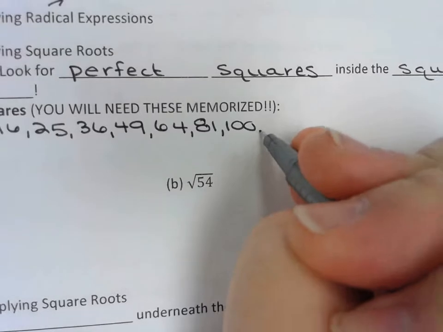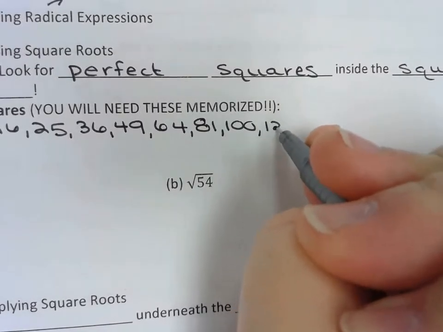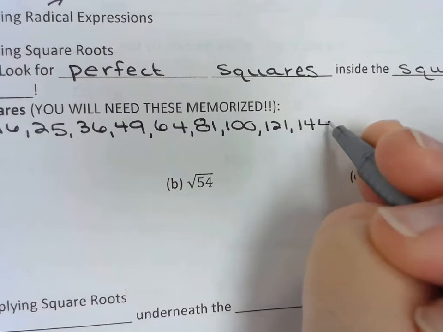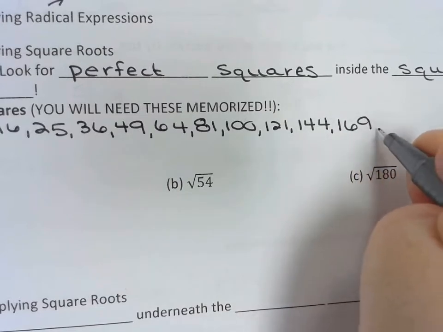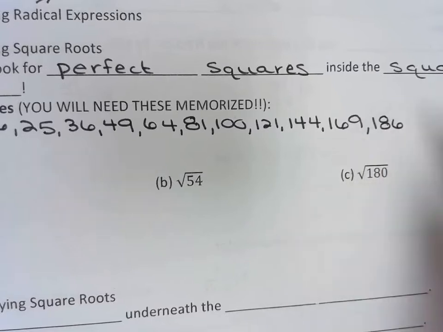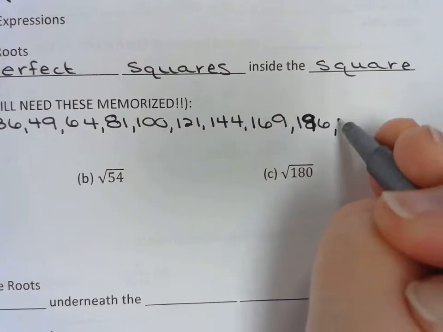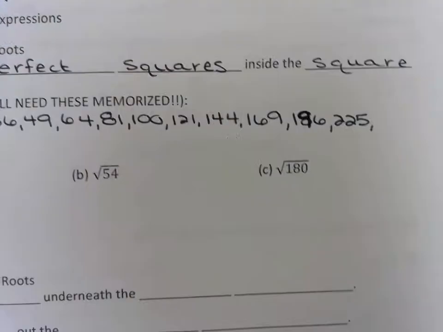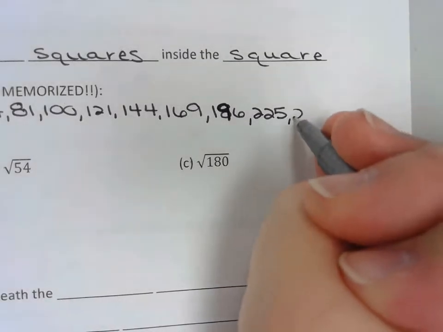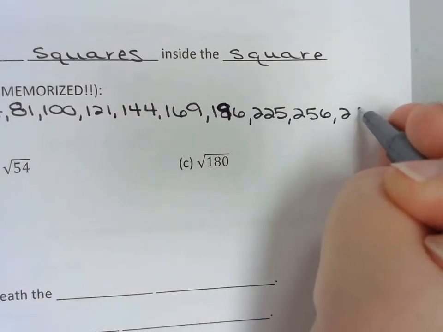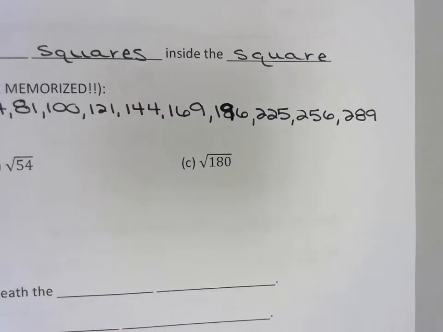After 100, 121, 144, 169, 196, 225, 256, and 289. Okay, so those are all the perfect squares that you will have to have memorized by Thursday. So these are the numbers that we are trying to look for underneath the square root, because I can take the square root of these because they are perfect squares.